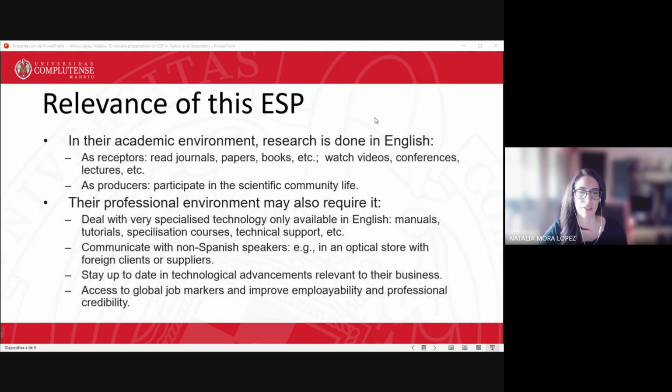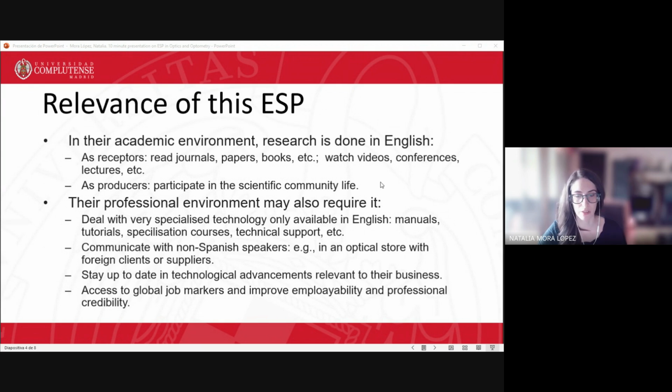So the relevance of ESP in this degree is twofold. We have two aspects. In the academic environment, for example, in this field, all research, as in most fields, is done in English. So students and researchers can read journals, papers, and books. They can watch videos, conferences and lectures on YouTube, for example, to get more information. And as producers, they can participate in the scientific community life. They can write posters, for example, which is something that we do. They can go to conferences too and present the papers or the posters, the studies they do.